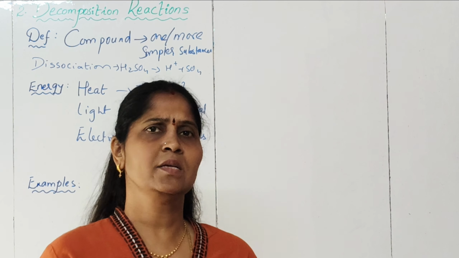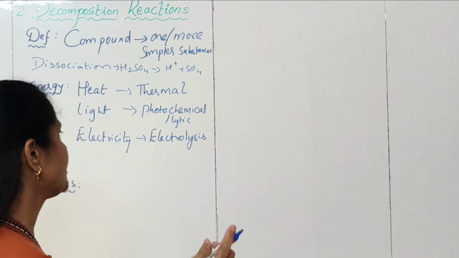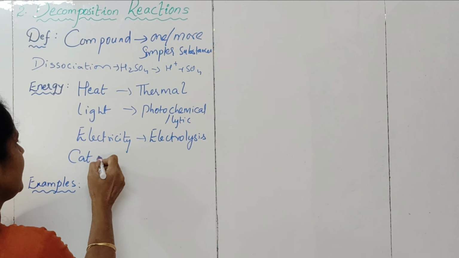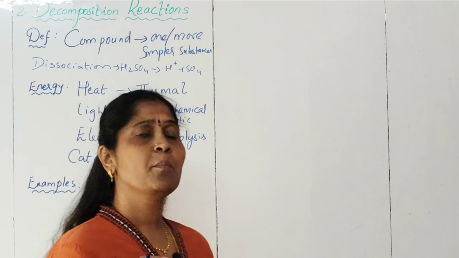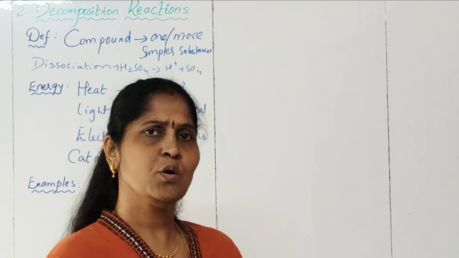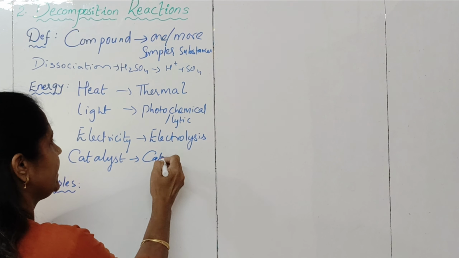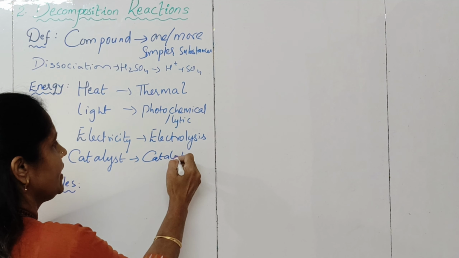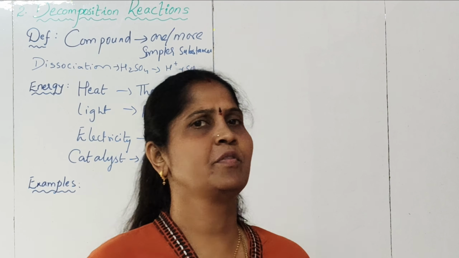Apart from these three sources of energy, an agent called a catalyst can also mediate a decomposition reaction. The catalyst does not provide energy, but it speeds up the reaction and helps in the breaking down process. Such decomposition reactions are called catalytic decomposition reactions. So like this, we have different types of reactions.